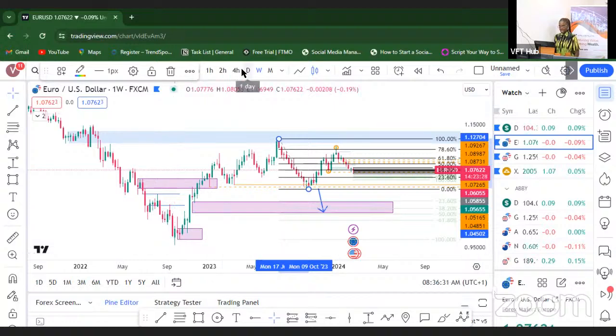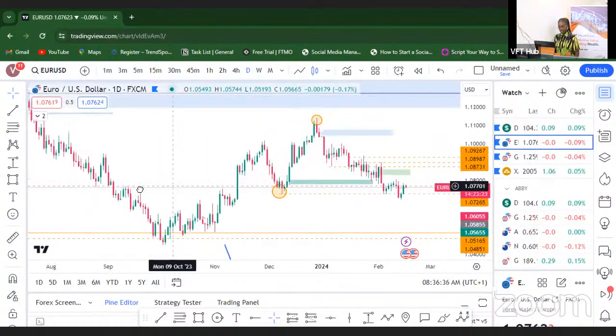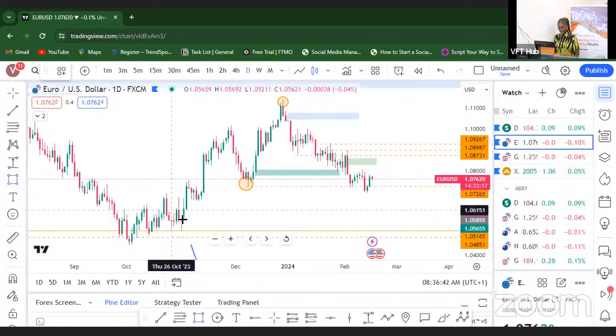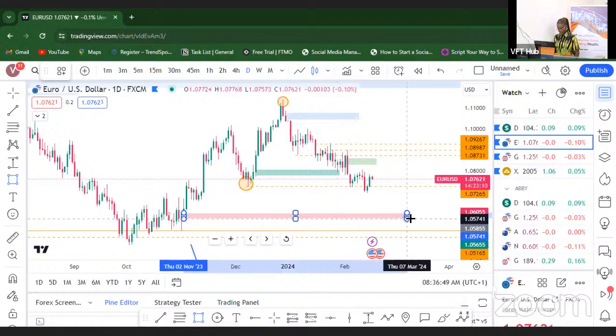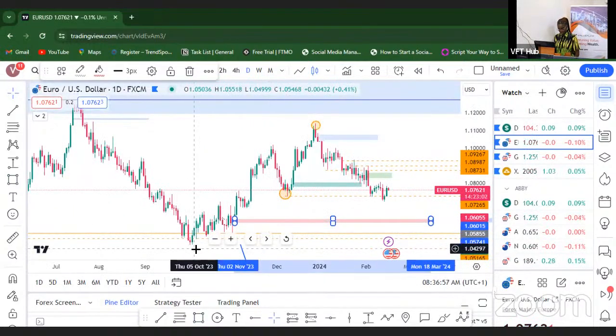Down to our daily time frame, it is still very bearish. So the first point where I'd like to take my profit is when price trades into this fair value gap here. It's really tiny. And the second take profit will be when price takes out this low and this very little liquidity residing to the downside.